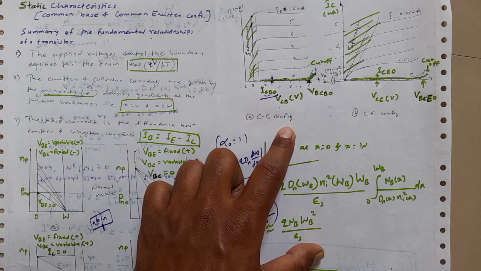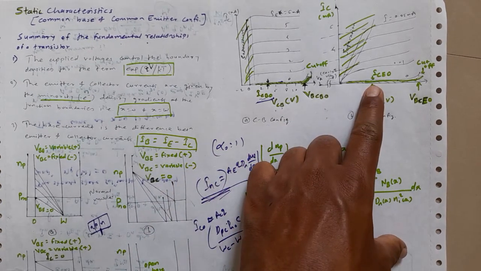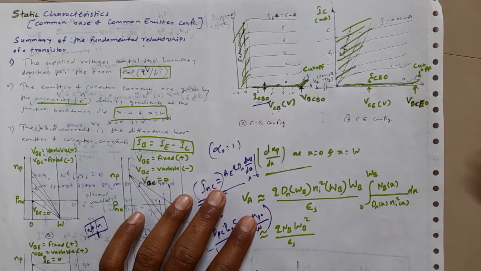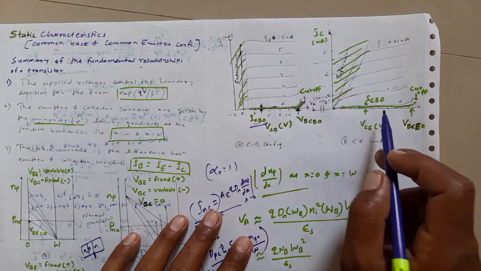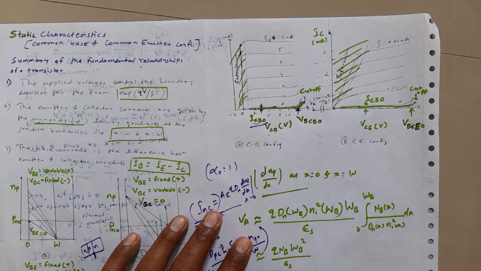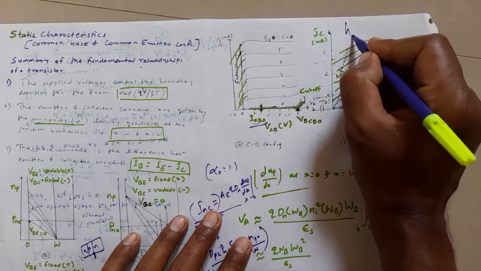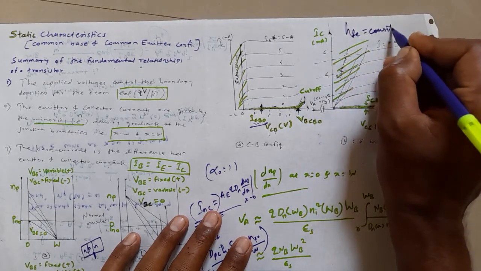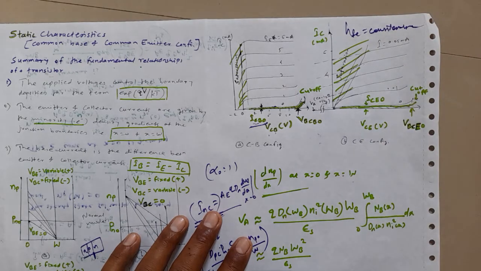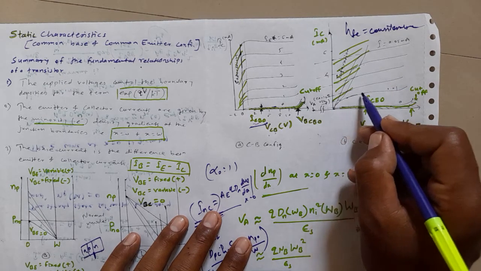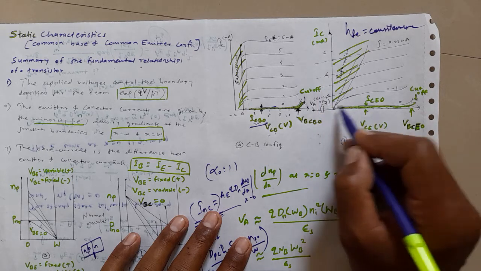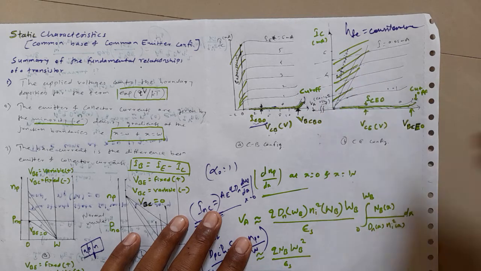Now let's try to understand the output characteristics for the common emitter configuration. That characteristic is shown in this figure, the IC versus VCE graph for the NPN transistor. Here note that the current gain, hFE, is considerable. And the current increases with the VCE. So as VCE increases, obviously IC also increases.